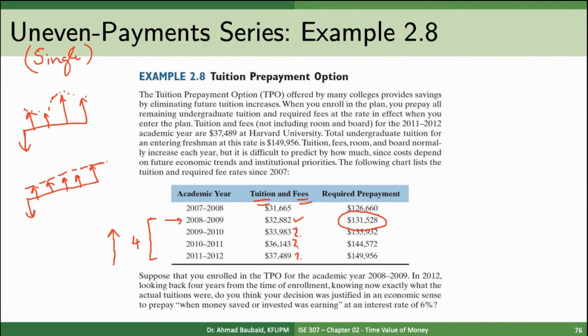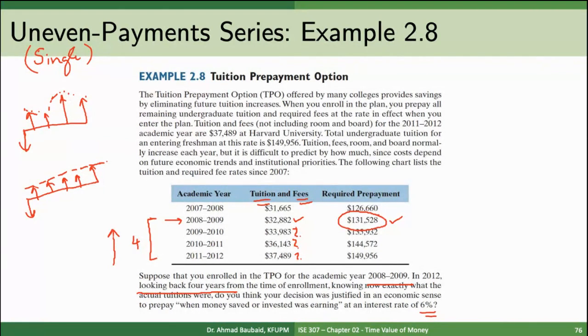And so they're asking this question again from the perspective of someone who just graduated, and they're looking back. So it says looking back 4 years from the time of enrollment, which I think in this example is 2008, right? It's 2008, 2009. So now that you know the values, which one was a better decision to make back in 2008? Like with hindsight, which one should I have made, right? And they're giving you that the interest rate is 6%. And so in fact, in this example, I think they say that the student chose the prepayment, so they paid the lump sum. And so they're asking whether or not that was a good decision.